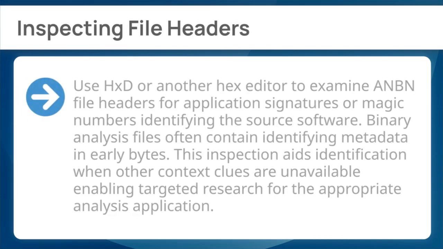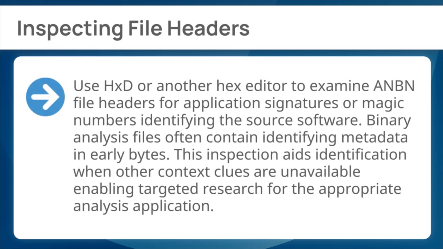Finally, inspecting file headers. Use HxD or another hex editor to examine ANBN file headers for application signatures or magic numbers identifying the source software. Binary analysis files often contain identifying metadata in early bytes. This inspection aids identification when other context clues are unavailable, enabling targeted research for the appropriate analysis application.